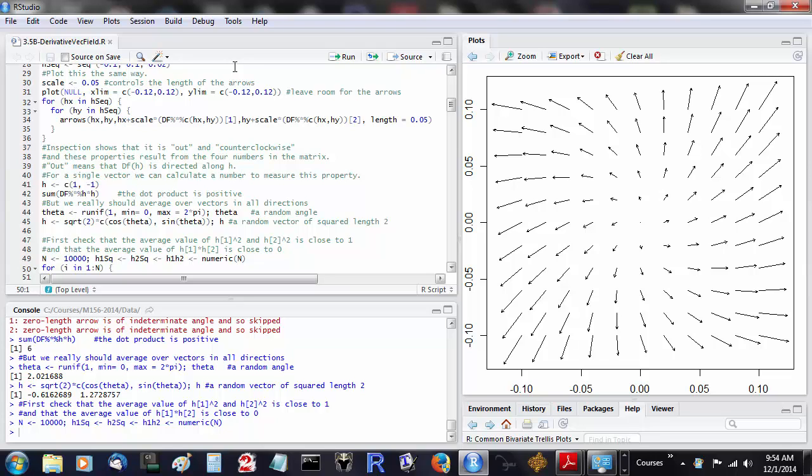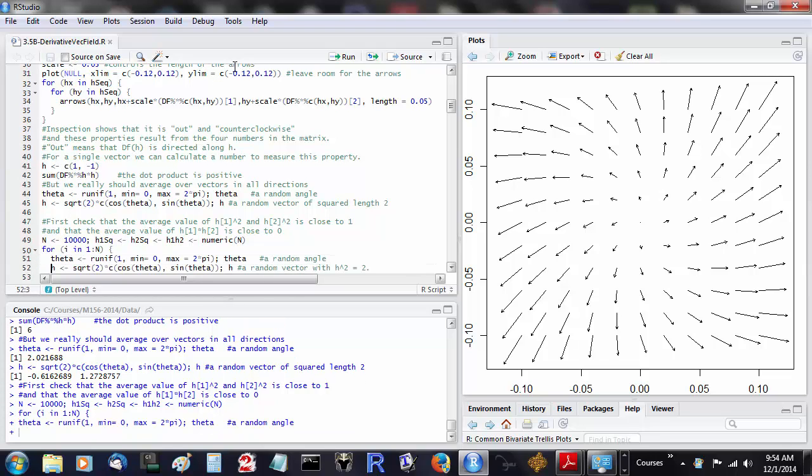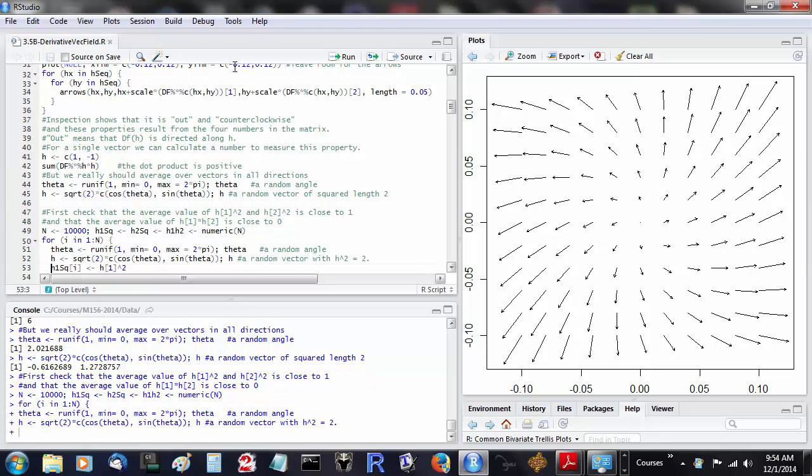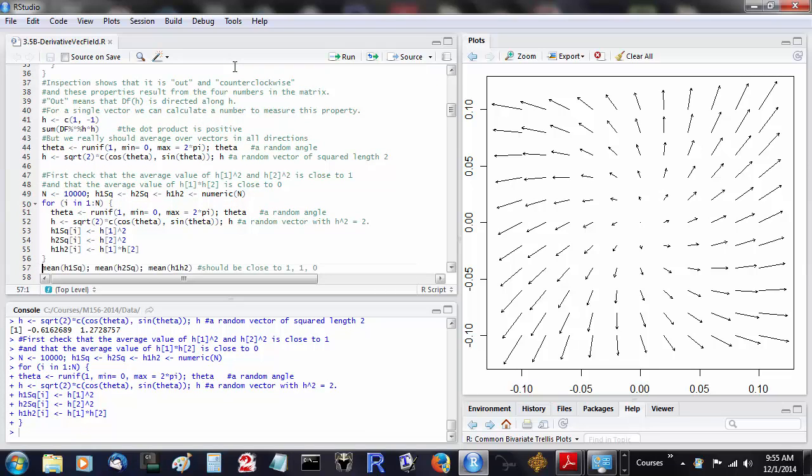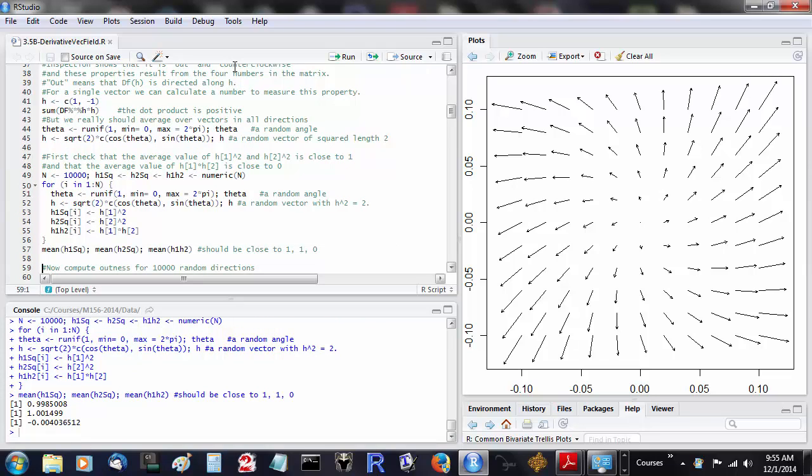I'll generate 10,000 of these vectors from a random angle. Notice I'm multiplying by the square root of 2 in order to make the square of the resulting vector equal to 2. And I save the square of the first component, the square of the second component, the product of the 2 components, and when I'm done, I take the average of the 10,000 values. And if you look, you see the average of the squares is very, very close to 1. The average of the products is very, very close to 0.